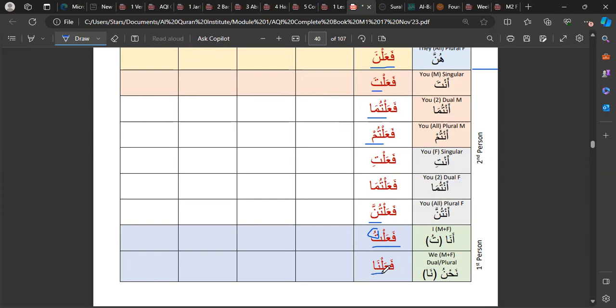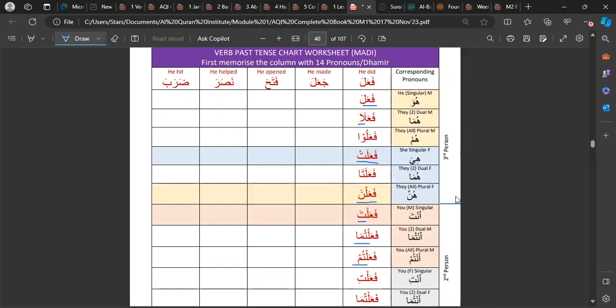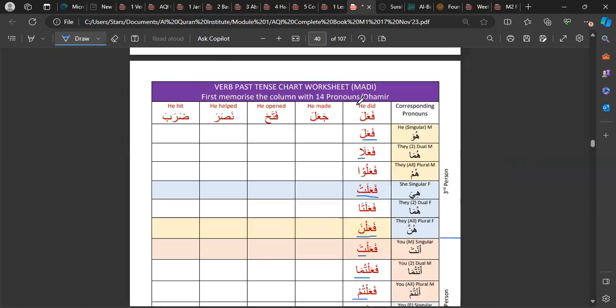And then plural, fa'alna. Noon, fatha, noon, alif, fatha. Fa'alna. These extra letters are very important. They tell you what the hidden fa'il is. We'll go through them again, and this is what we have to memorize. Same as huwa, huma, hum, hiya, huma, hunna. And once we memorize this pattern, this is the key to every other verb.